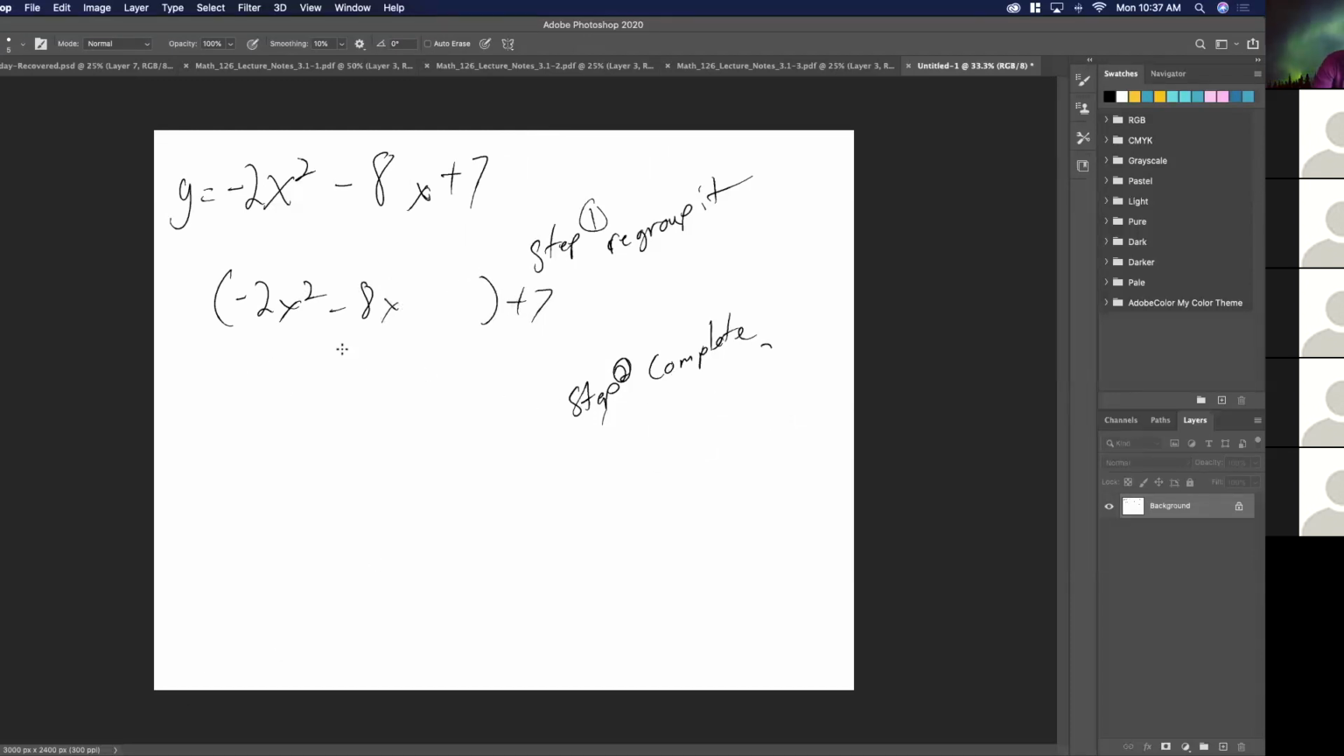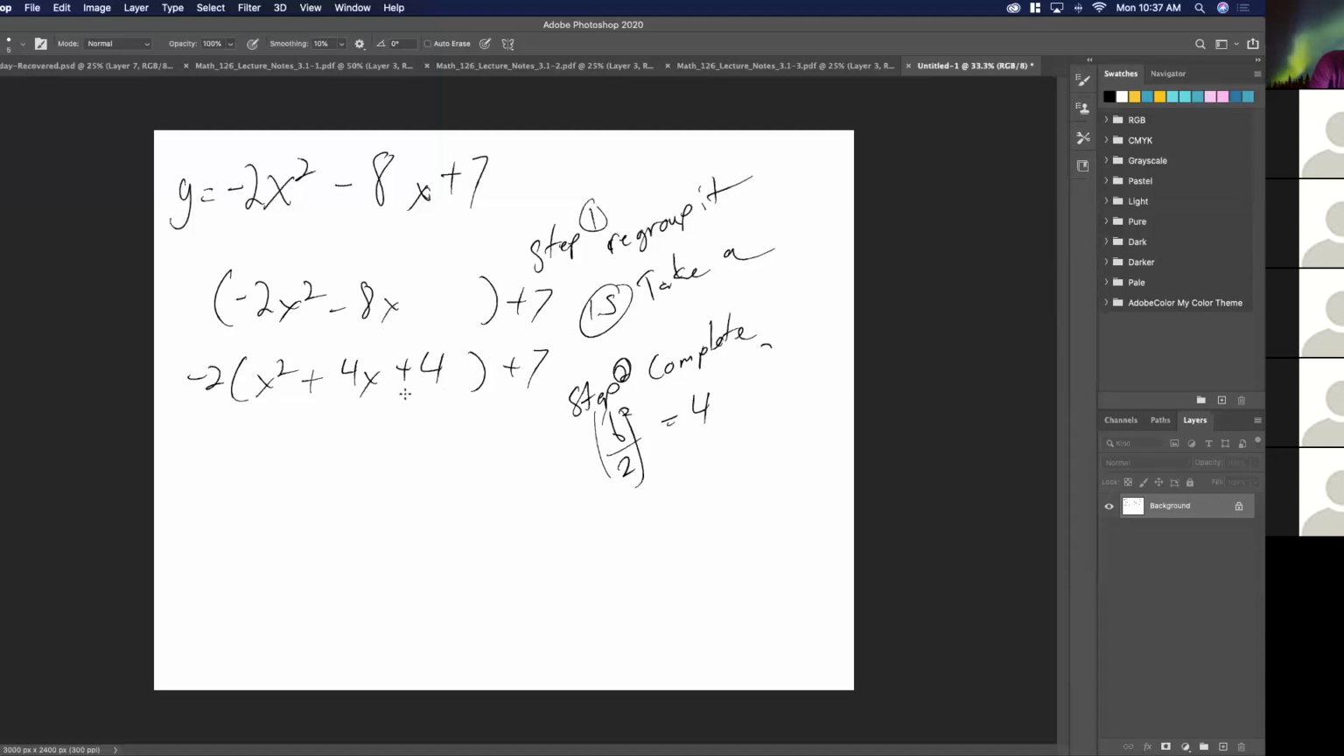The next step, so here we're going to have step 1.5, and that's going to be take out your a. So take out the a. And so when we do that, I get negative 2 times x squared plus 4x, plus 7. Step 2 is always the same. So b divided by 2 squared. So 4 divided by 2 is 2, squared is still 4, right? So we'll add 4 here.